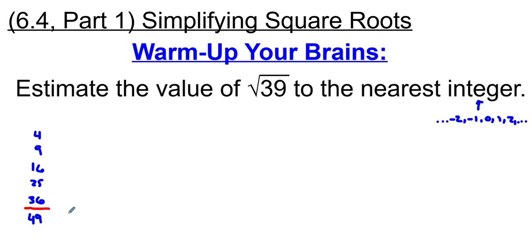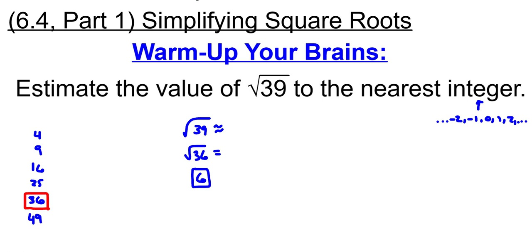Now, is 39 closer to 36 or is 39 closer to 49? 39 is only 3 units away from 36, but 10 units away from 49. So 39 is much closer to 36 than 49. Therefore, the square root of 39 is approximately equal to the square root of 36, which equals 6, because 6 times 6 is 36. All right, there we go. That is the estimation of the square root of 39 to the nearest integer.